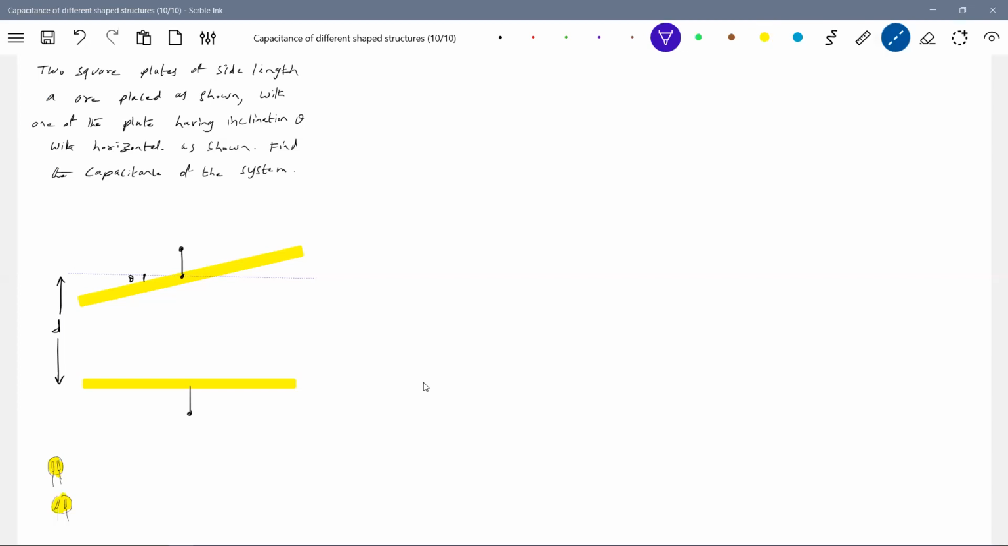Okay, we'll assume this. Let this be a distance equal to d. I'll assume a thin strip here. First, we'll define that. At a distance x, let this strip have width dx. Then this will be theta, this will be theta from here.